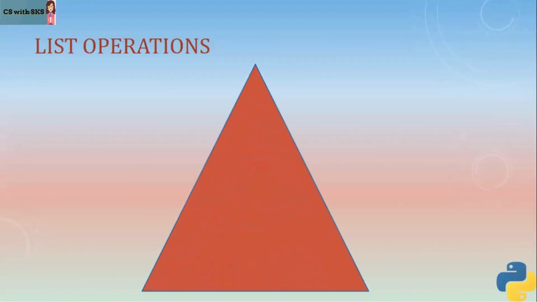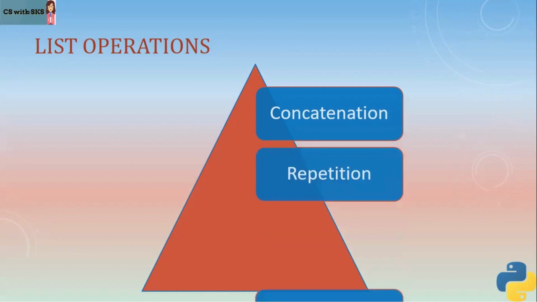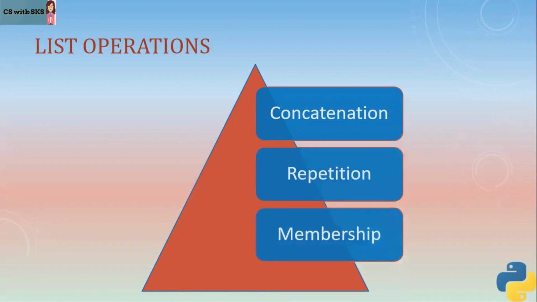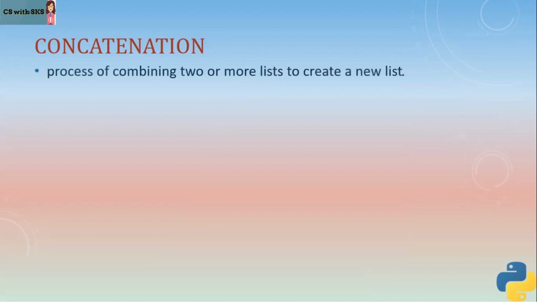Now let's understand list operations. We can perform concatenation on lists, repetition, and membership. All these operations we also covered in our day 8 video where we learned about strings. So you can revisit over there. Let's understand how concatenation can be performed in lists.